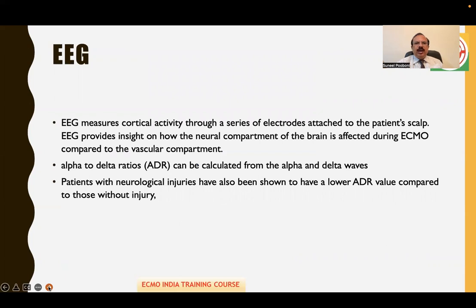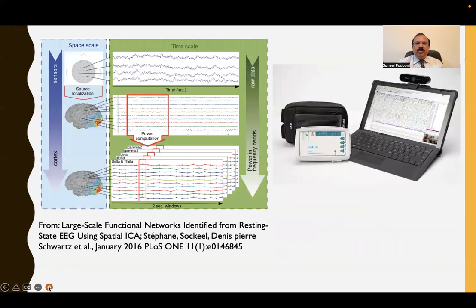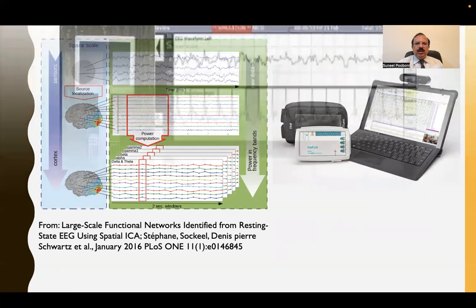Electroencephalography, all of us are aware, measures the cortical activity through a series of electrodes attached to the patient's scalp. It gives us an overview about the neural compartment of the brain compared to the vascular compartment. Alpha to delta ratios, called ADR, can be calculated from the alpha and delta waves. Patients with neurological injuries have also been shown to have a lower ADR value compared to those without any significant injury. So here you can see the neurological monitoring in the form of the EEG recordings.